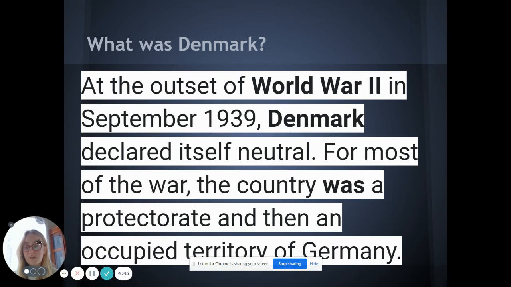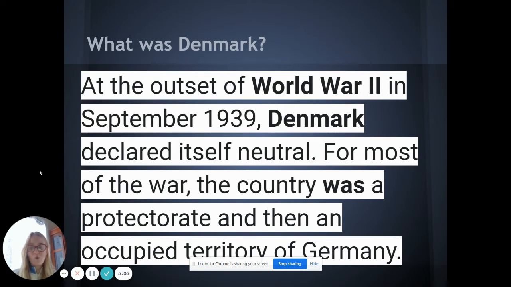However, unfortunately, because of their location, they were right next to Germany. They were north of Germany, which made them be in a very vulnerable position. So at the beginning of World War II, in September of 1939, Denmark declared itself neutral. It did not take a side.